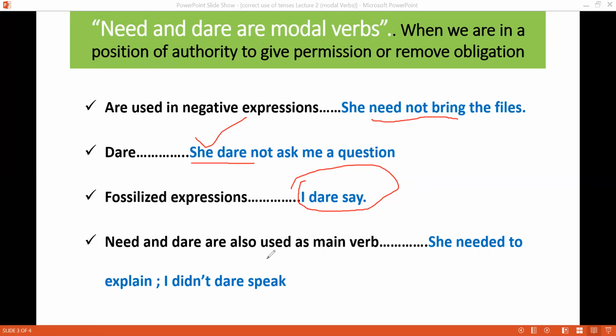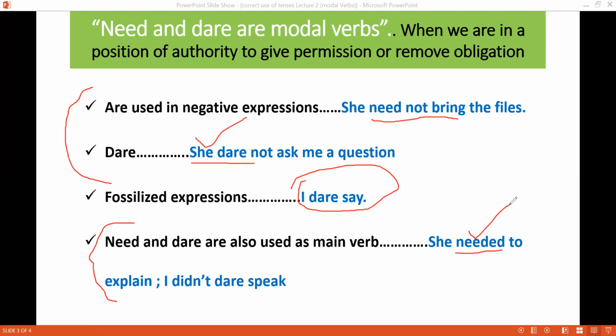Need and dare are also used as main verbs. They are used as modal verbs also. Modal verbs, we can use them like this, but they are also used as main verbs. She needed to explain. Here, it has been used as a normal main verb.